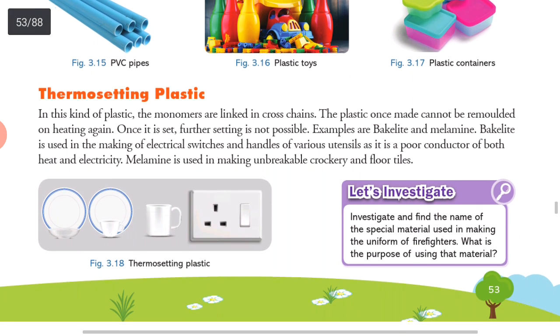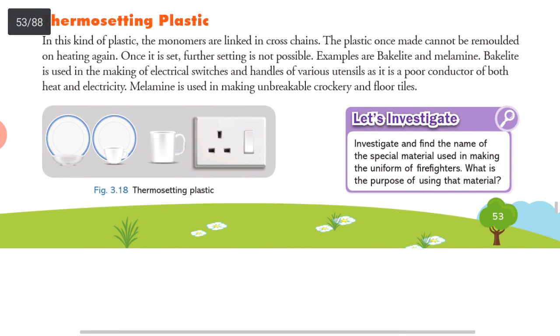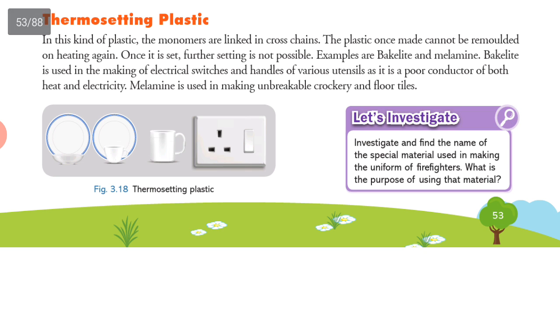So the second type of plastic is thermosetting plastic. In this kind of plastic, monomers are linked in cross chains. Plastics once made cannot be remolded on heating again. Whatever shape you want to give, you can do it only once. Once it is set, further setting will not be possible. Examples are bakelite and melamine.